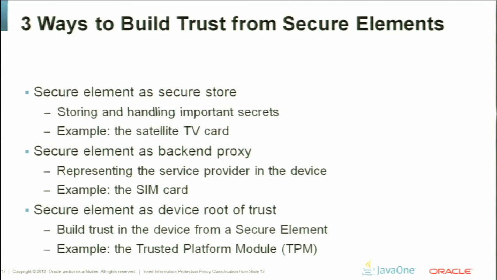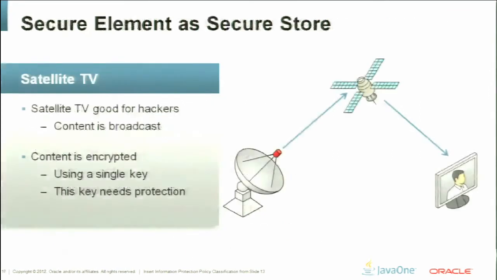The second one is using secure elements as a backend proxy, which is representing a service provider in the device. And the example we'll take here is a SIM card. And finally, we can use a secure element as a device root of trust. So you can build the trust that you need in your device, starting from the secure element. And the example of this is the TPM, which is the base of the trusted computing thing. So the first example is about satellite TV.